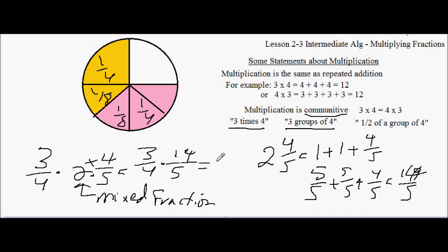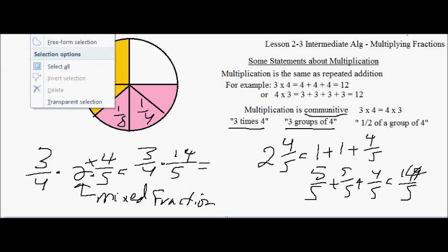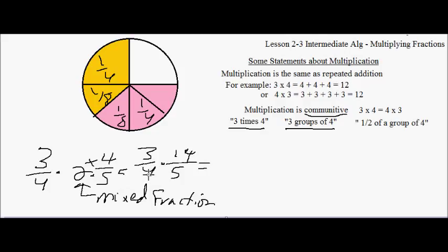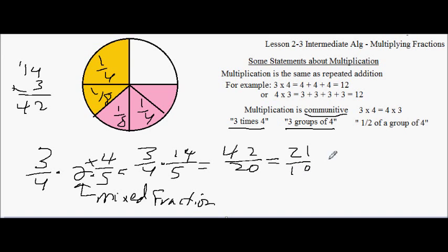Now, another thing that you should think about is canceling. Canceling is a nice little trick, so you don't have to reduce it. I mean, I could multiply 3 times 14, 14 times 3 is 12, carry the 1, 42, over 5 times 4, that's 20. And then I can divide this by 2, and I get 21, and divide this by 2, and I get 10. And then 21 divided by 10 is 2 and a tenth.